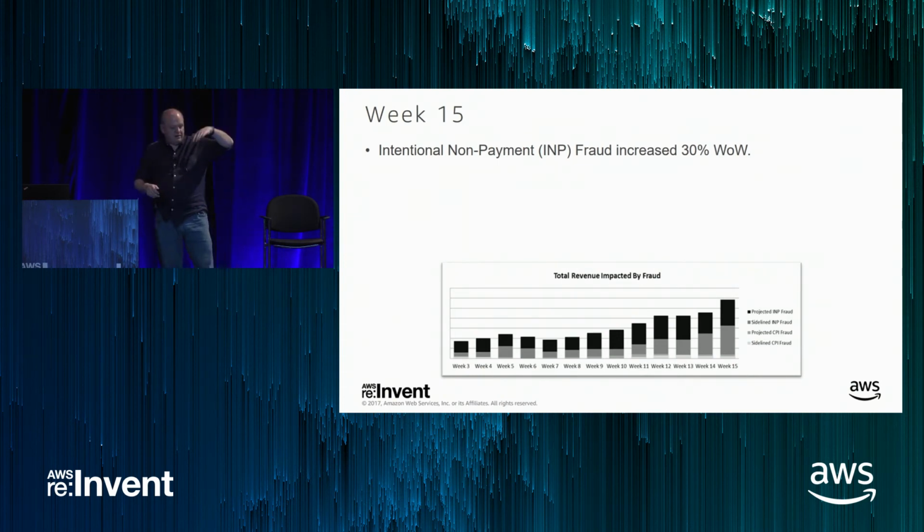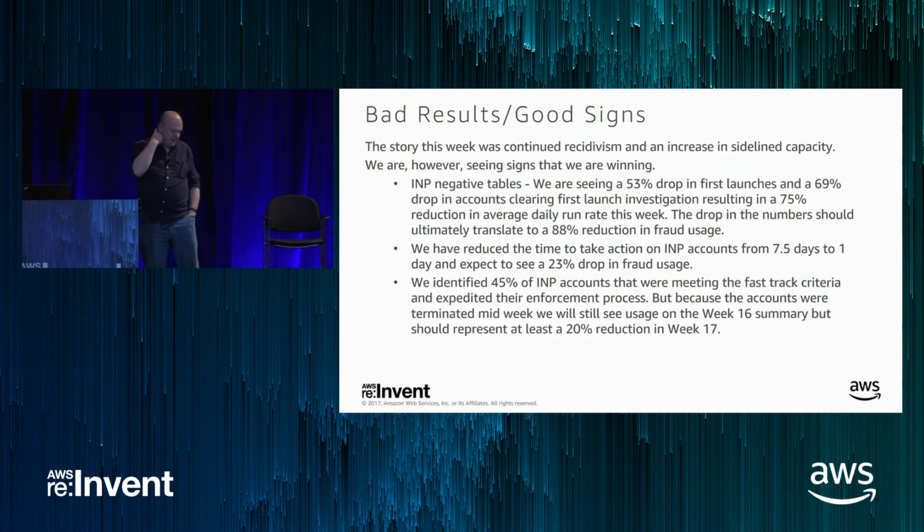And so we went back through all of this, and we checked every one of our layers. And we decided that this was the worst level of fraud we'd ever seen at AWS. But when we looked at it, it was bad results, but man, we'd gone through all of our layers, we'd retuned all of our models, we gathered additional variables, we'd done a whole bunch of stuff, and man, our neg tables now, we're seeing a 53% drop in launches, 69% drops in accounts clearing first launch, 75% reduction in the average daily run rate. Really, really, really great signs.